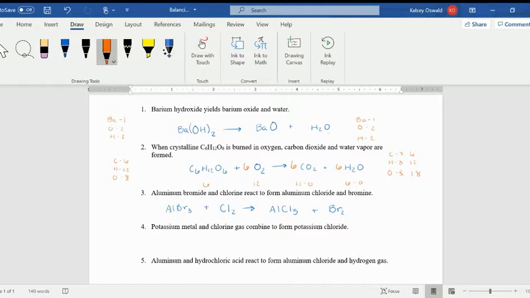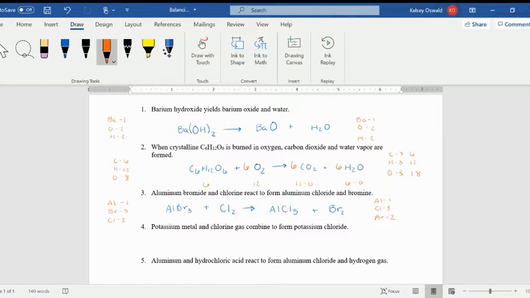Okay, so now we can start balancing once we have our equations written. Remember, we're looking at the charges when we're writing those individual formulas. And then once we do that, we can look at the number of atoms. On our reactant side, we have 1 aluminum, 3 bromines, and 2 chlorines. On our product side, we have 1 aluminum, 3 chlorines, and 2 bromines.